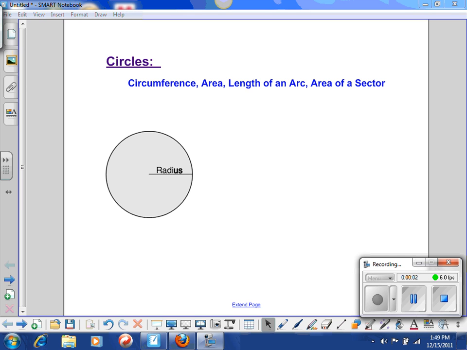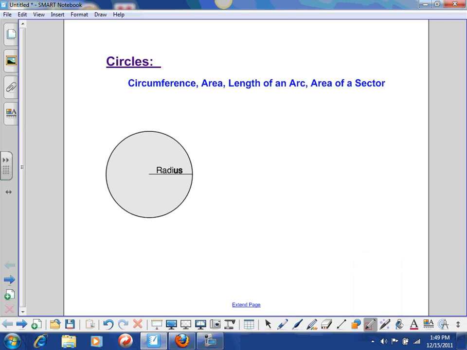Okay, here we're going to learn a whole lot about circles. We're going to learn about their circumference, the area, the length of an arc, and the area of a sector. Now, when we talk about, let's say we were talking about a rectangle.